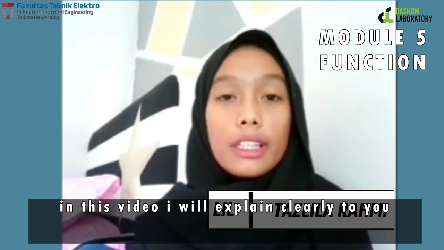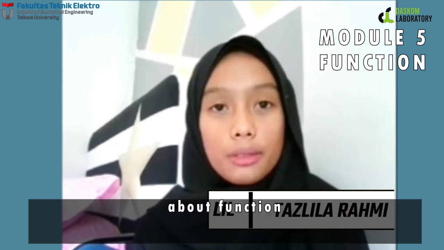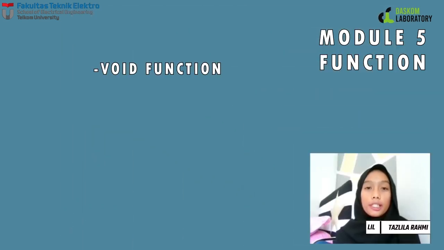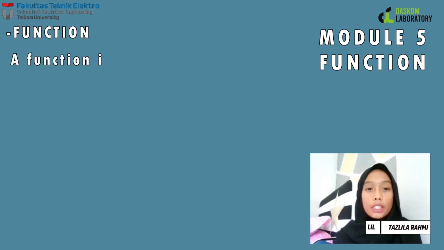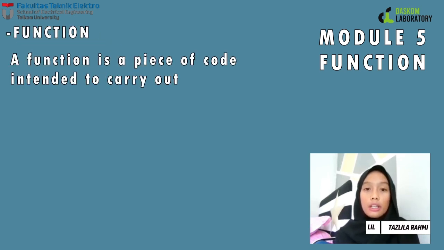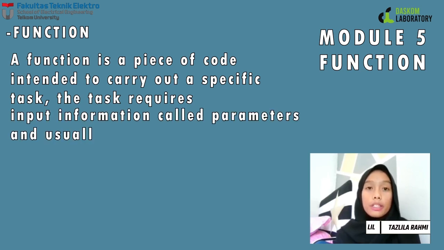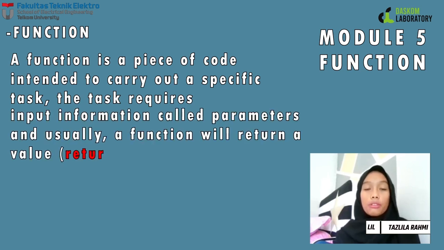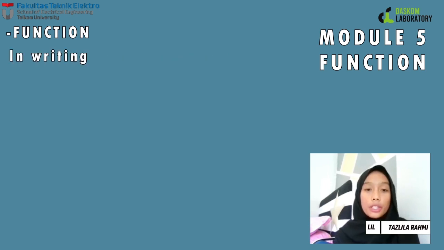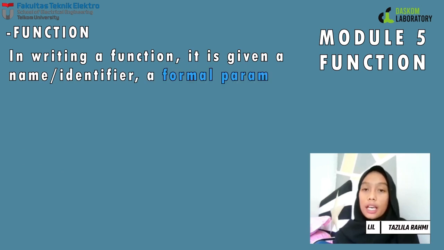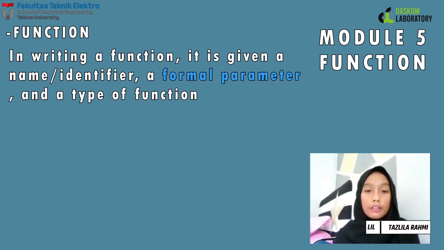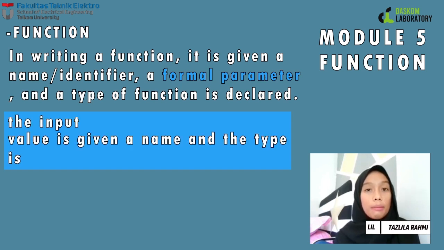In this video, I will explain clearly to you about functions. Functions consist of void function and function. A function is a piece of code intended to carry out a specific task. The task requires input information called parameters, and usually, a function will return a value. In writing a function, it is given a name or identifier, a formal parameter, and a type of function is declared. Formal parameter means the input value is given a name and the type is explained.